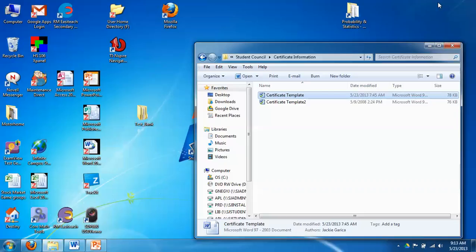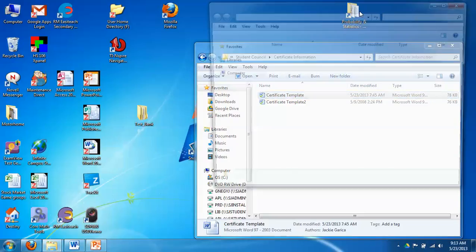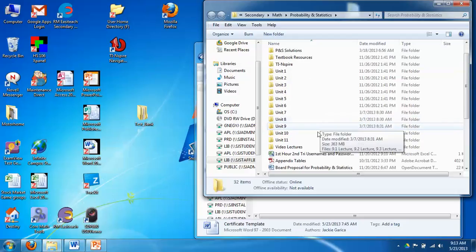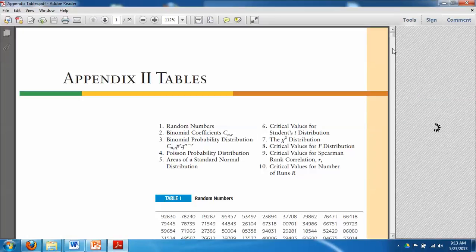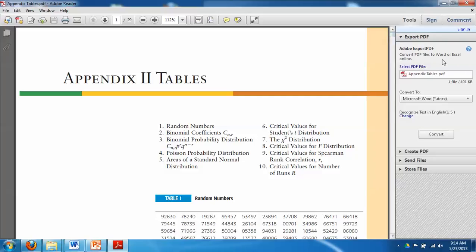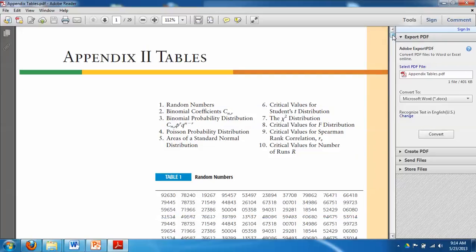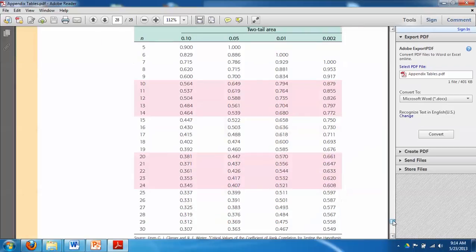My nose is really itchy. Table 9. Appendix. How do you get rid of this thing over here now? You don't. Man, so annoying. Not good at settings.